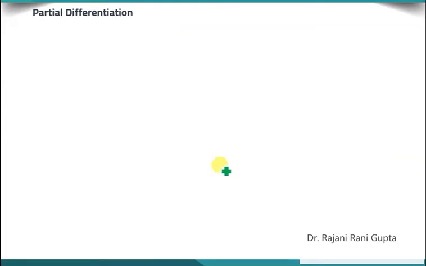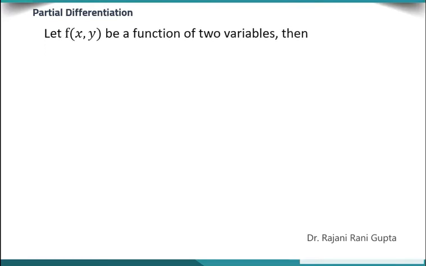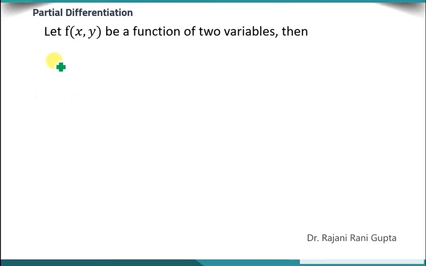Now we talk about partial differentiation. How do we define the partial derivative? For partial derivative, as I said, it should be a function of two variables or three variables. So let's first define it for the function of two variables. Let's assume f is any function of two variables x and y. As f is a function of two variables x and y, it means the values of f will change with change in x as well as in y.